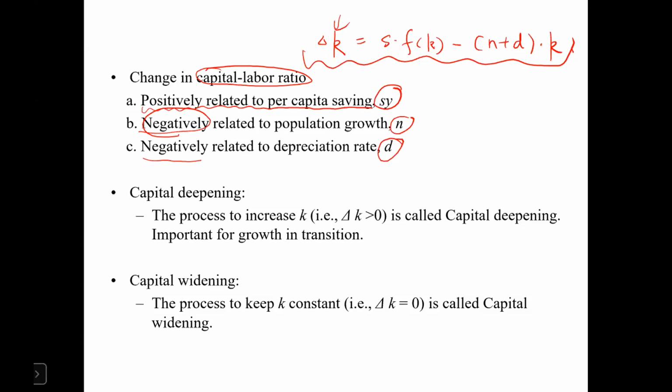Now, there are two more important concepts. One is called capital deepening. When we have an increase in capital, or delta K is positive, we call it capital deepening. Essentially it says that each individual is acquiring more and more capital. The more capital each individual has, the higher output they can produce. The other one is called capital widening. This is when the capital is not changing, delta K equals 0. Right, so these two notions.